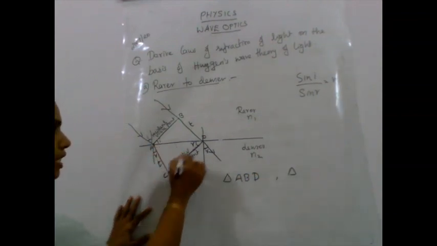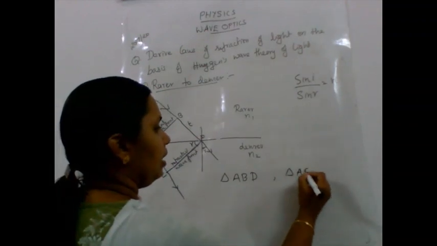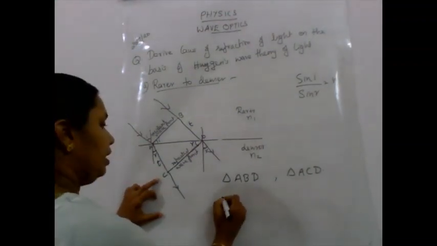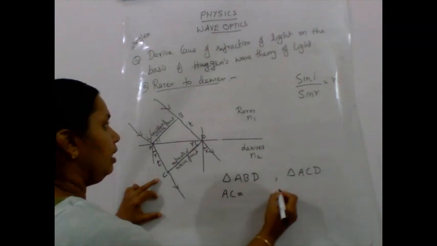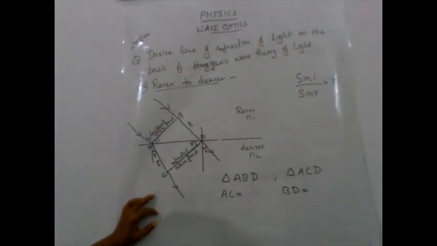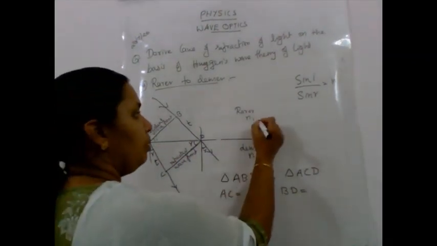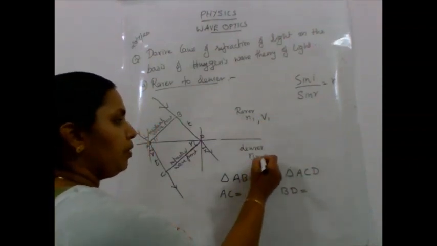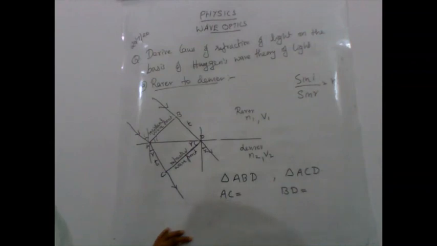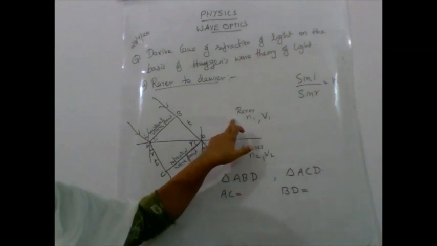Now, these two triangles. And what is AC? AC and BD we have to find out. And here the difference is, here the velocity of light is V1 and here the velocity of light will be V2. Okay, V1 and V2. Because here the medium is different. So in two media, the velocity of light will be different.